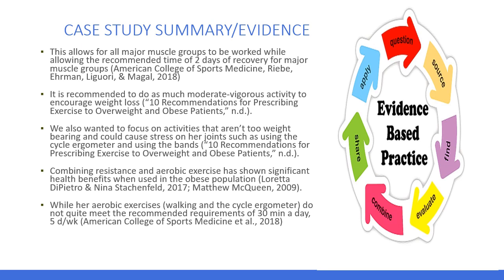We also wanted to focus on activities that aren't too weight-bearing and could cause stress on her joints, which is why we chose things such as the cycle ergometer and using bands. Since Jen had worked out in the past, she is no stranger to lifting weights. Because of this, we decided that a mix of resistance and aerobic exercises would be ideal, especially since combining both has been shown to have significant health benefits in the obese population.